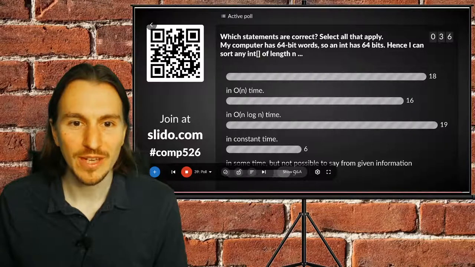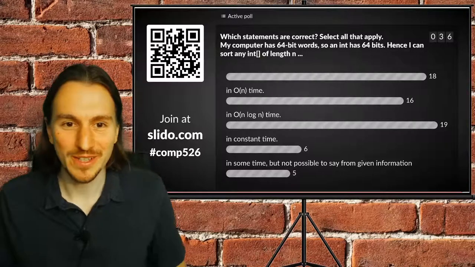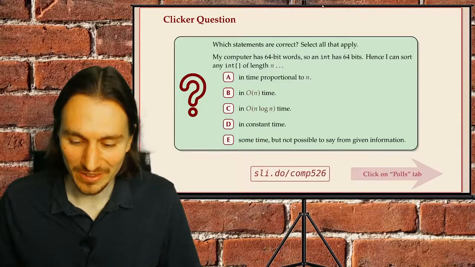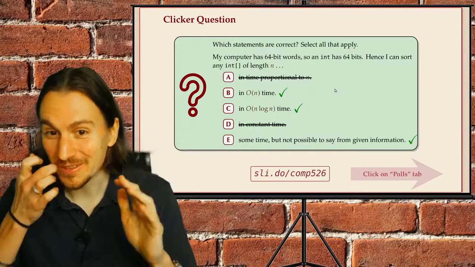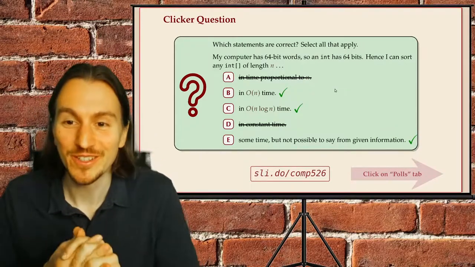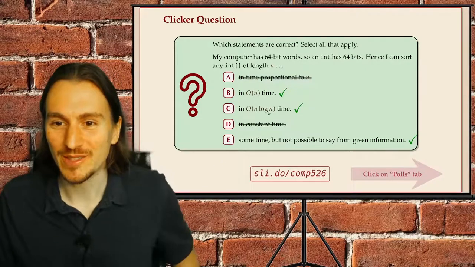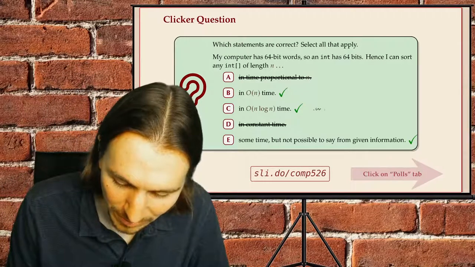But maybe also the last answer is true. And let me show you what I marked as correct, and I want to discuss this briefly. I marked three answers correct, and this is partly inconsistent, and I want to explain why. We talked about the answer C, that's definitely correct, and you could just use merge sort.